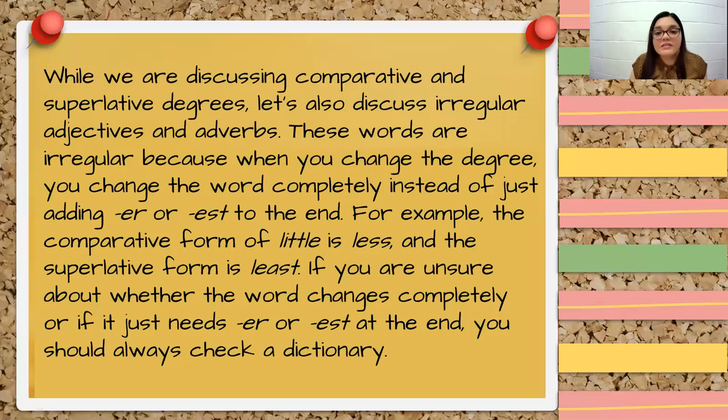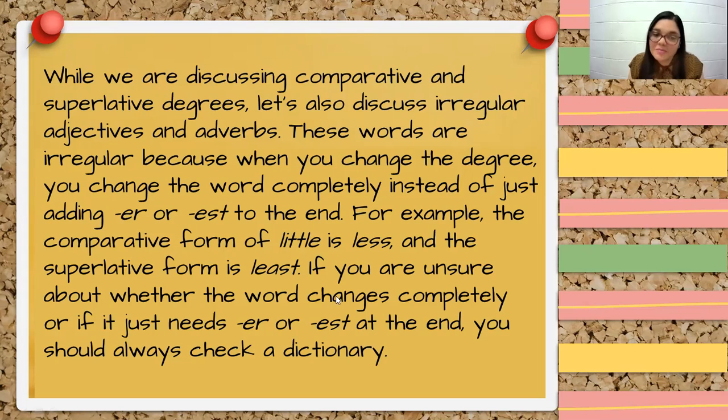While we're discussing comparative and superlative degrees, let's also discuss irregular adjectives and adverbs. Because these words are irregular, you need to also change the degree. And when you change it, you may be aware that to change the word completely instead of adding -er or -est to the end may also complicate your life a little, and then you come up with an illogical construction. So, for example, the comparative form of little is less. It's not "littler," right? It's less. And the superlative form is the least.